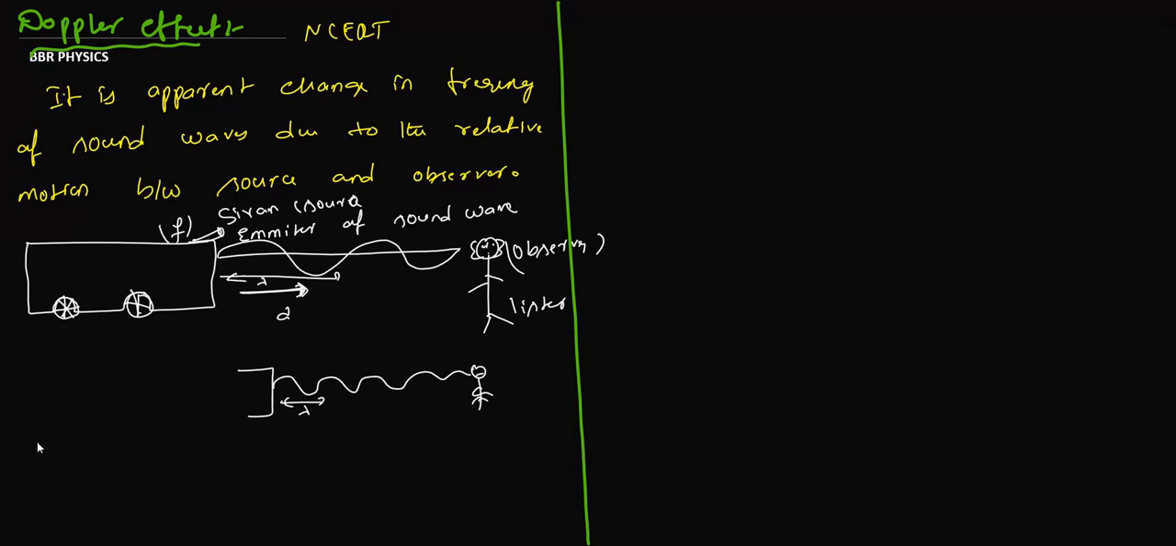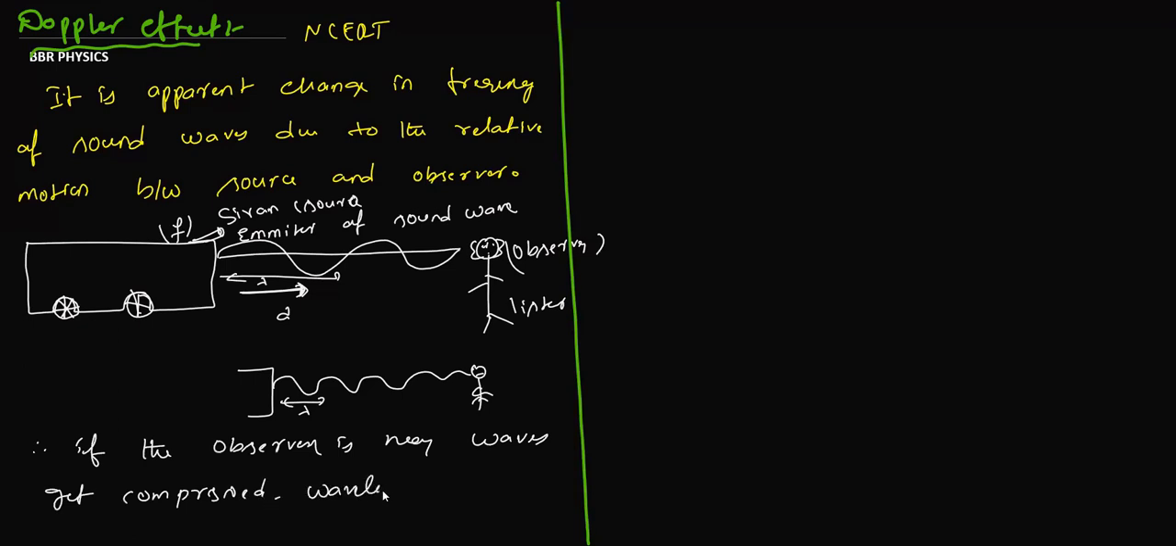So what we can tell here: if the observer is near, waves get compressed. Then what will happen? Wavelength decreases. You can see clearly here the order of wavelength. Wavelength is decreasing when the object is going closer to the person.